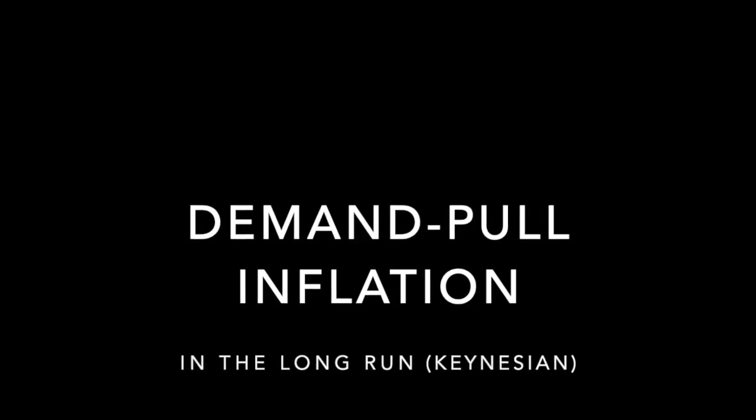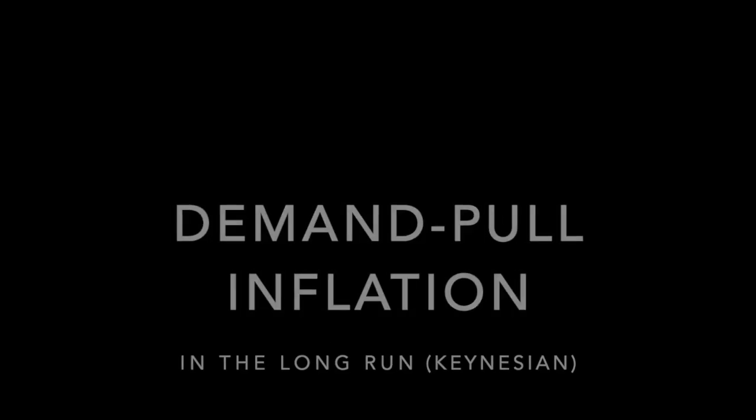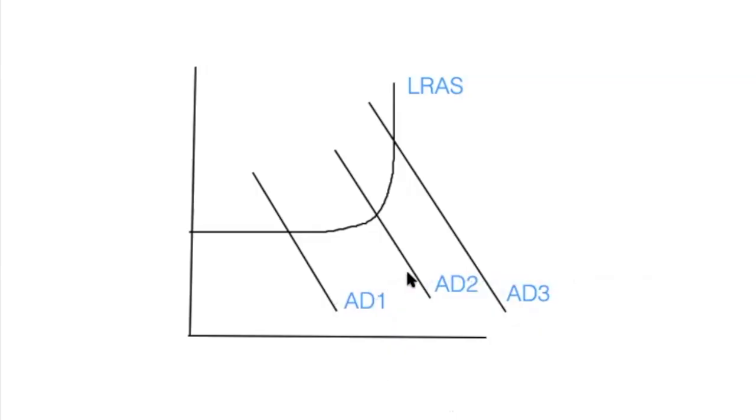Now, we can draw it with the Keynesian curve as well, because basically what I just drew was in the short run. But I mean, I can do it in the long run also. As the aggregate demand curve moves from AD2 to AD3, notice that we have a little bit of an increase in output, but we also have this huge increase in price. And so the increase in price from about here to about here, that's an increase in the average price, right?